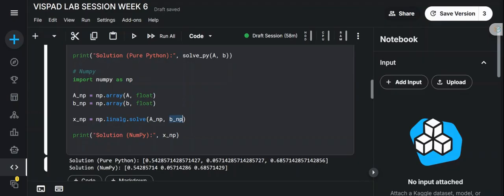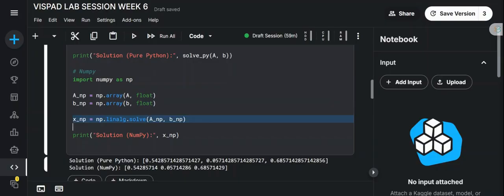And then it returns what? Your vector of unknowns, which is your X vector. Okay, so this is it over here. You have your matrix A and your vector B. Pass them as arguments inside the solve method, also inside the linear algebra module.